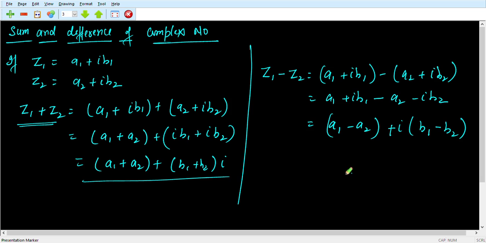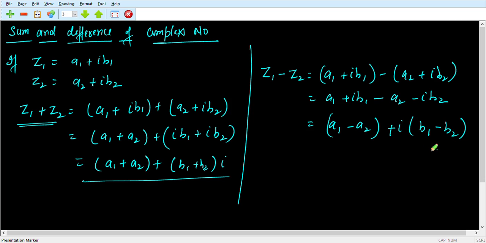So in case of addition, the real parts will add up and the imaginary parts will add up together, and in subtraction, the real part of one complex number is going to be subtracted from the other, and the same will happen with the imaginary part also. So in the case of plus and minus, we can do this.